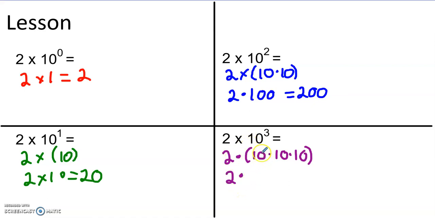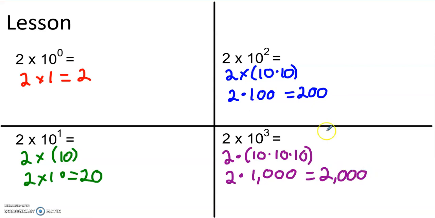Then I solve what's in parentheses, and I know 10 times 10 gives me 100, and 100 times 10 gives me 1,000. So this is 1,000. If I needed to, I could have done parentheses, 100 times 10, and then went through another line. So if that's something you need to do, please do so. And then 2 times 1,000 gives me 2,000.